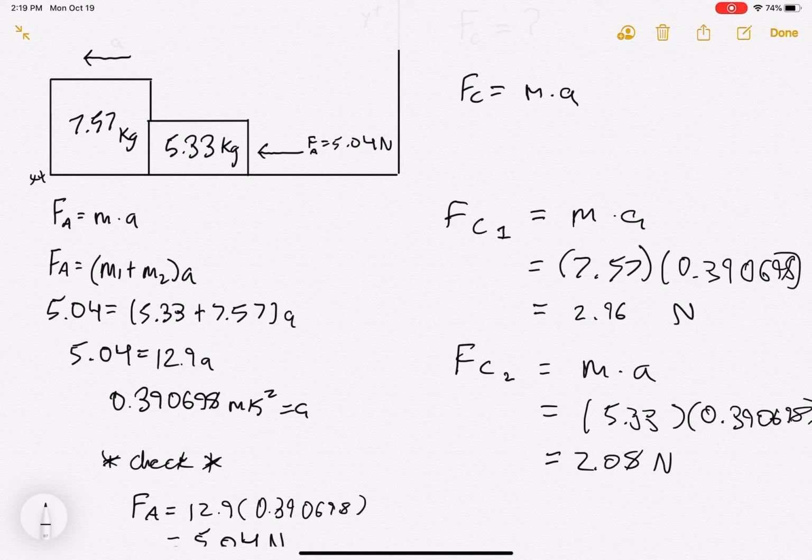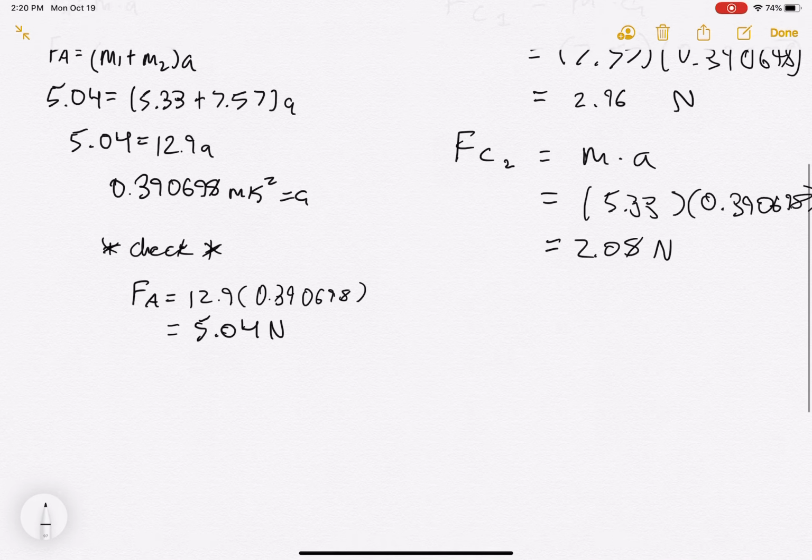The force of contact for when the force is applied to the larger box is the same, but instead of using the mass of the larger box this time, we'll use the mass of the smaller box because that's the box that it's making contact with. So 5.33 is the mass of the smaller box times the acceleration of the system, and we get 2.08 newtons. And we can assume that that answer is correct because our acceleration has been proven to be correct.